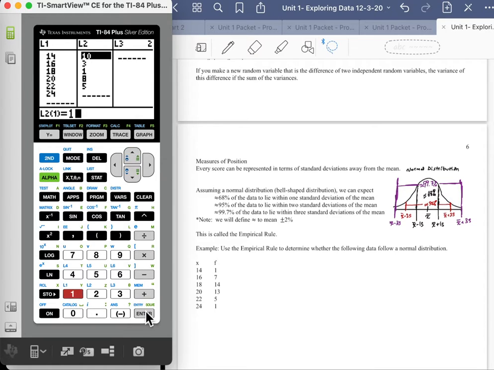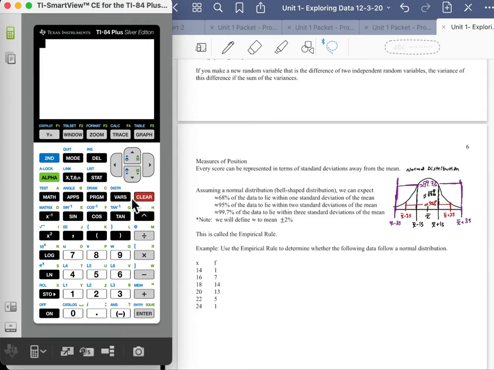One, 7, 14, 13, 5. Oh, it had the 5 and a 1. All right. So we get the mean and standard deviation. So I quit out of here. Get rid of this stuff.